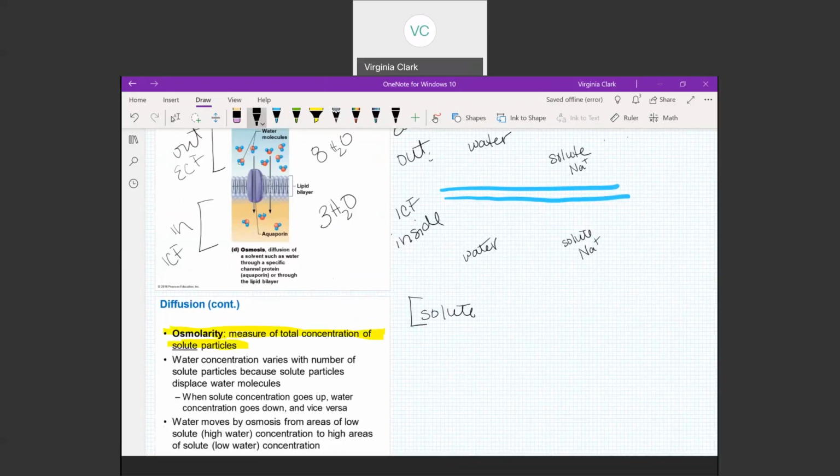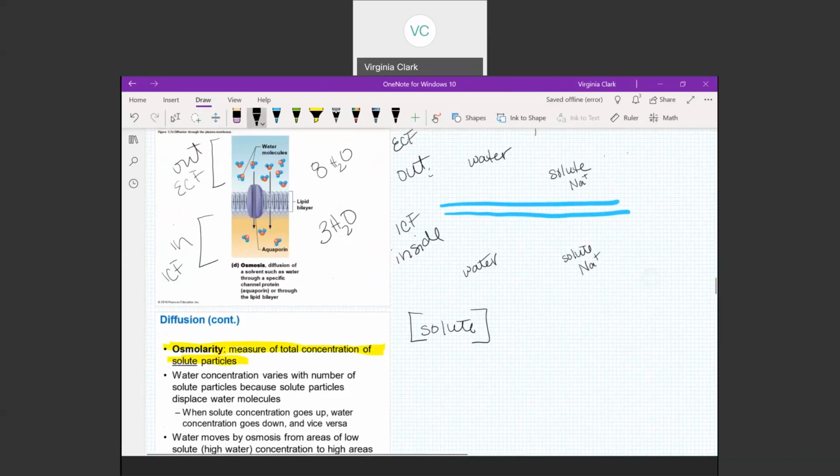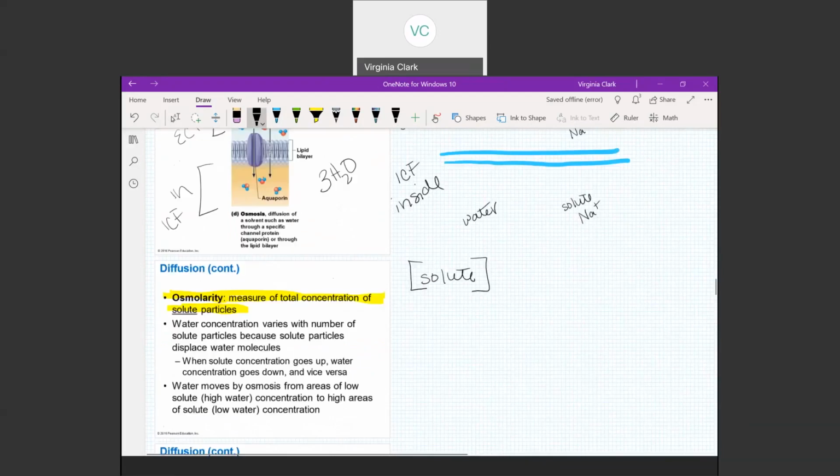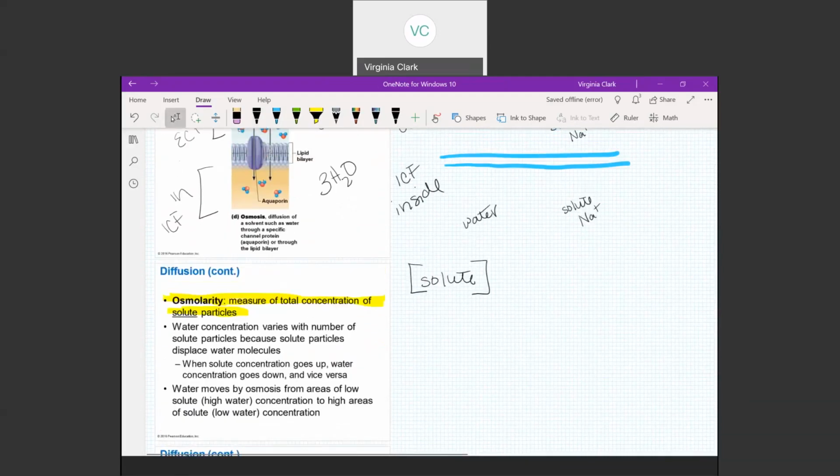It's the solute concentration. The solute concentration will be on the outside and on the inside, but you'll also have water on the inside and on the outside. So there's going to be a chemical equation that is the solute to the concentration of the solvent: how much of the sodium there is in how much of the water. So this is the general equation that we're going to talk about.